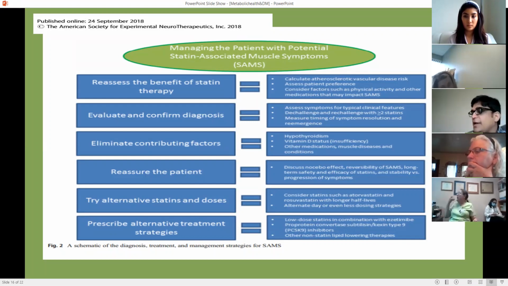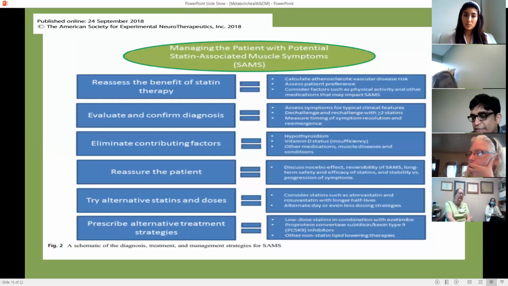So what I mean by that is, suppose they developed a problem on a high intensity statin, you put them on atorvastatin 40 and they had all the problems, then what you can do is maybe reduce the dose, use a 20 milligram, or use an alternate day therapy. Rather than them taking it every day, take it 3 days a week. If they're still having the problem, then you can use a low intensity statin or a moderate intensity statin.